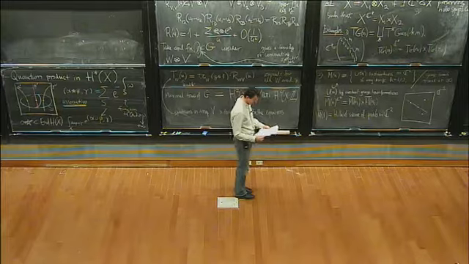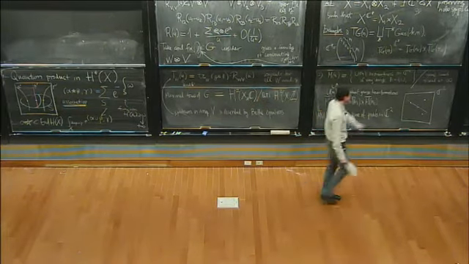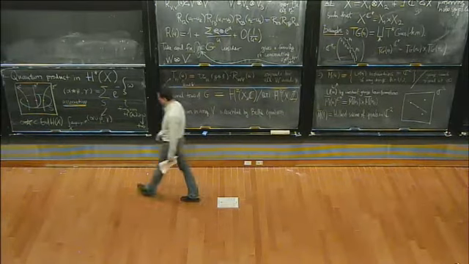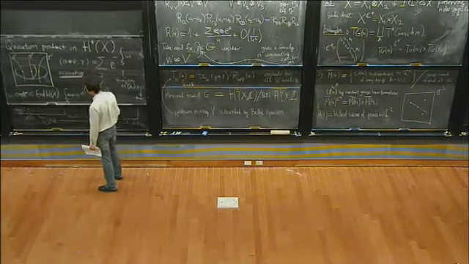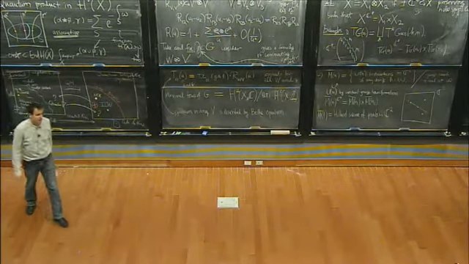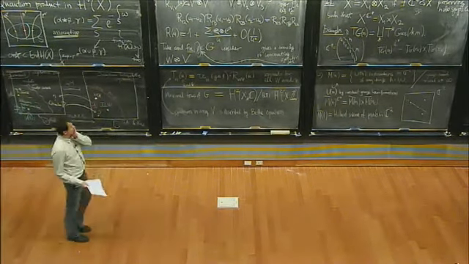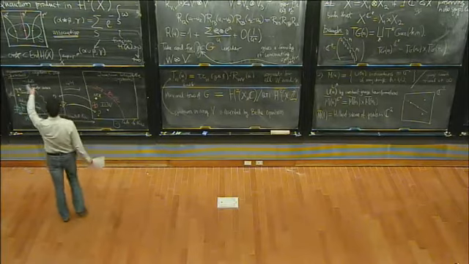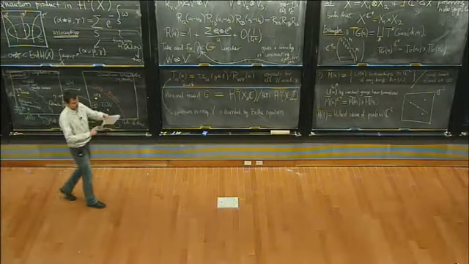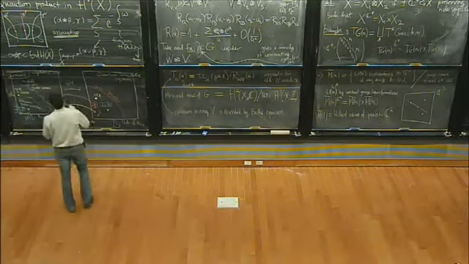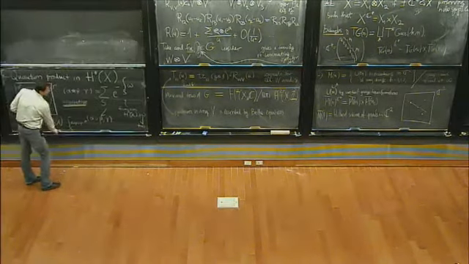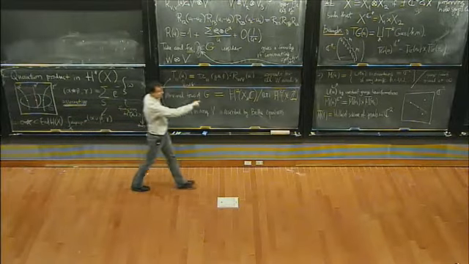So maybe, well, before I erase this board, there is a strong geometric reason why people are interested in quantum cohomology of things like Hilbert schemes. Why do people care about quantum cohomology of this, or of instanton moduli spaces, or of Hilbert schemes?